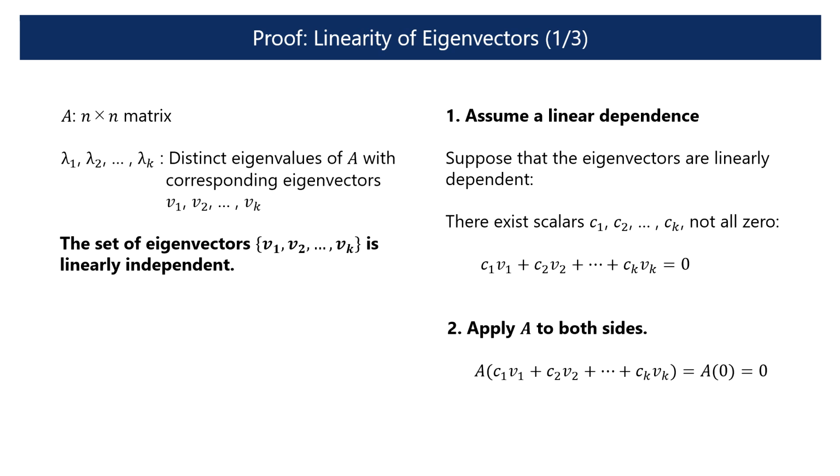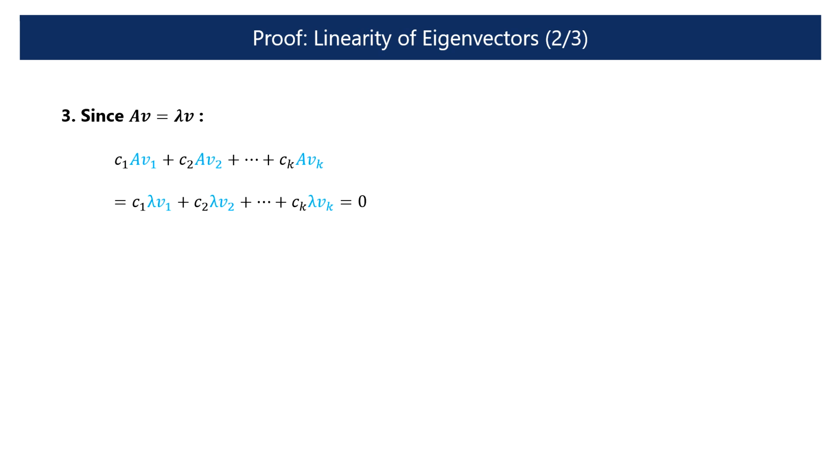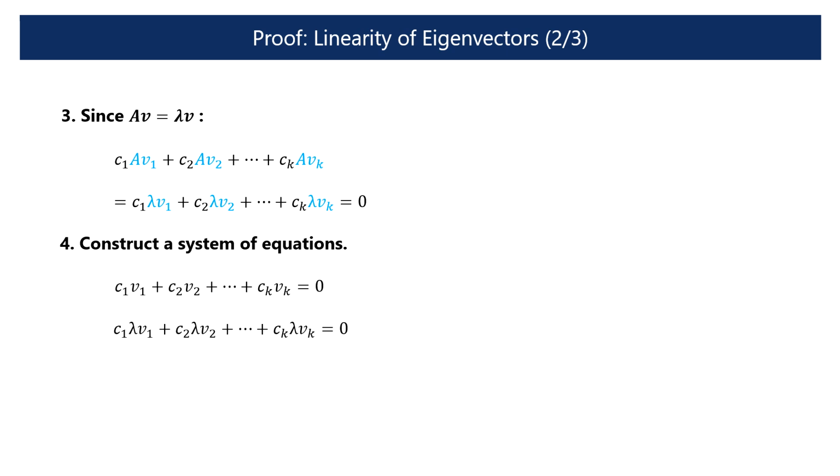Next, multiply matrix A to both sides. Since each vi is an eigenvector of A corresponding to lambda i, applying A to the equation gives the following equation. Using the definition of eigenvectors, we can rewrite the equation in this way. Next, construct a system of equations. We now have two vector equations, so we can construct this system of equations.